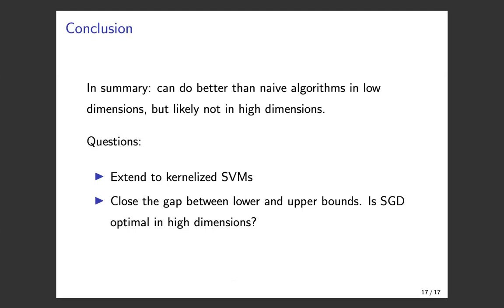And another one is just closing these gaps between the upper and lower bounds that we show. In particular, I think one of the most interesting questions here is whether stochastic gradient descent is optimal in high dimensions or not. I think this is partly interesting because it's such a general algorithm that this might suggest things for other problems in machine learning, other streaming algorithms and optimization problems.